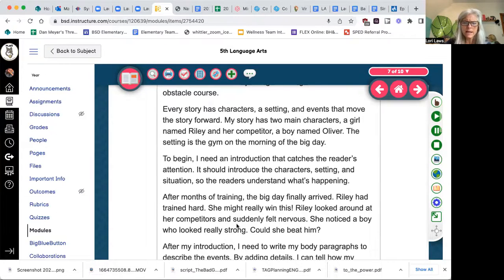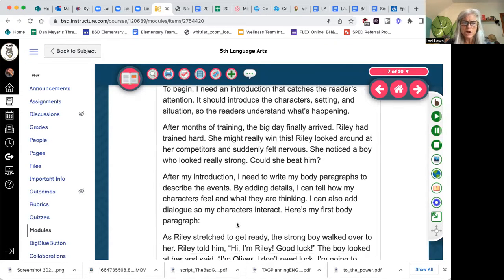After months of training, the big day finally arrived. Riley trained hard. She might really win this. Riley looked around at her competitors and suddenly felt nervous. She noticed a boy who looked really strong.